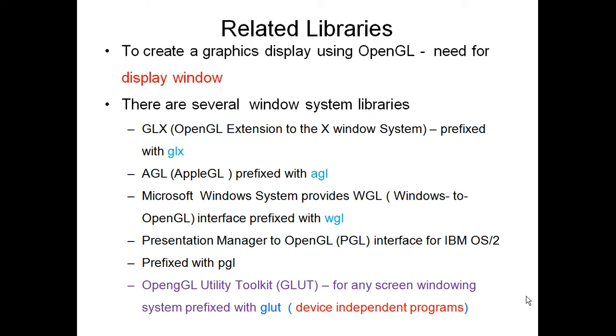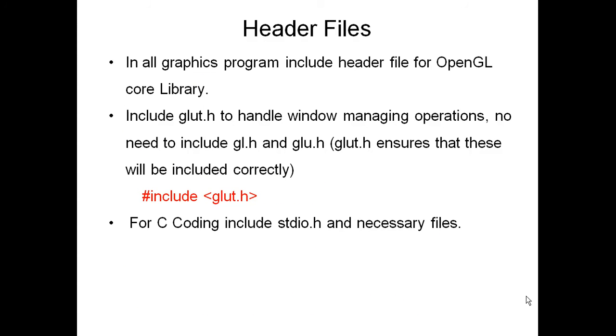Related libraries. To create a graphics display using OpenGL, we need a display window. There are several window system libraries: GLX, AGL, WGL, and the OpenGL Utility Toolkit, GLUT, for any screen windowing system, prefixed with glut. Header files are used in the graphics program. Include glut.h to handle window managing operations. No need to include gl.h and glu.h.